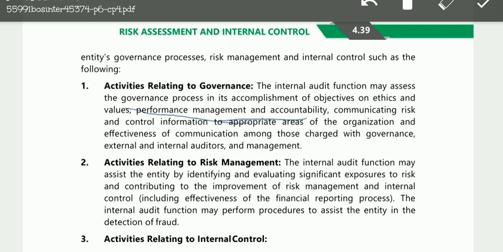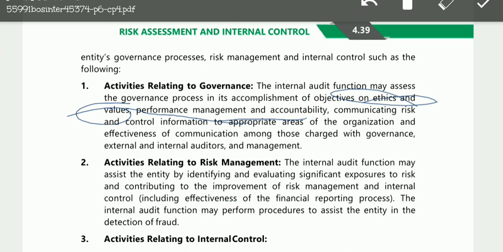And effectiveness of communication among TCWG, external and internal auditors and management. They should also check whether there is a proper flow of information between the management, auditors and TCWG or not. So communication is one of the very important aspects. Also they should check the governance process in its accomplishment of objectives on ethics and values. So ethics and values also he should check. Okay. So when the internal auditor checks the activities relating to governance, he will check ethics and values, performance management, communication about the risk and controls, and communication of information between the TCWG, management, external and internal auditor.